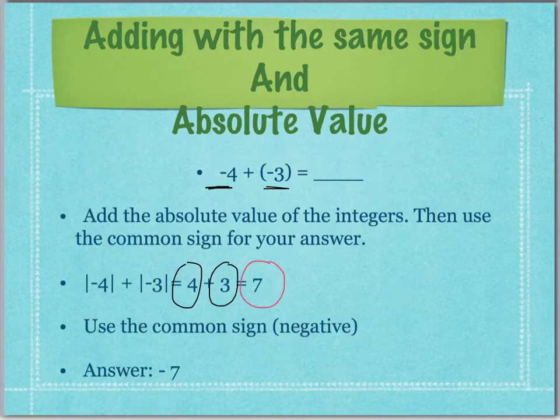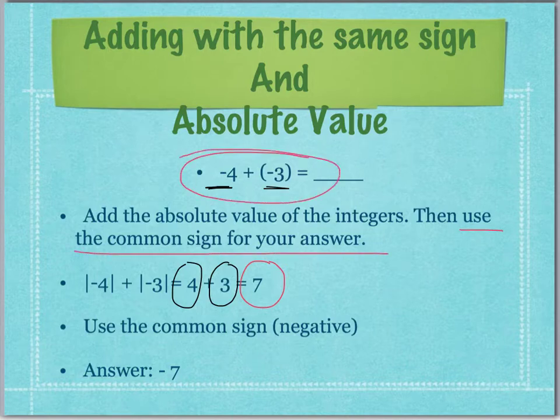The next step is to use the common sign for your answer. So if we look back up here, what's the common sign with these two integers? Is it positive or negative? Well, it's negative. So our answer is going to be -7.